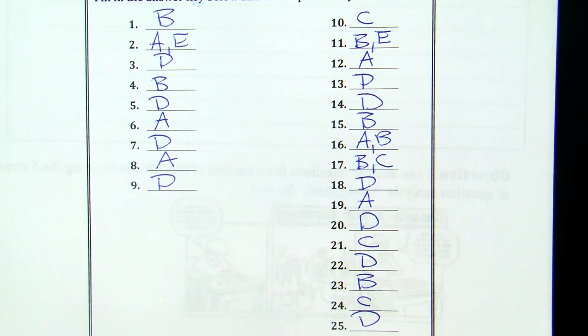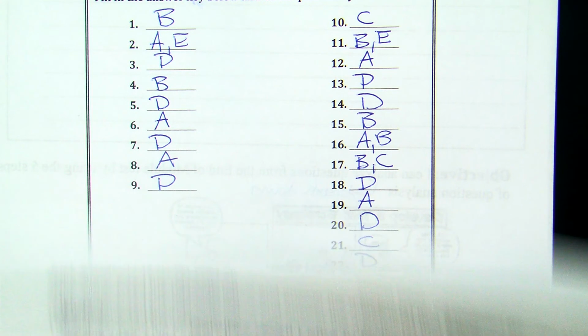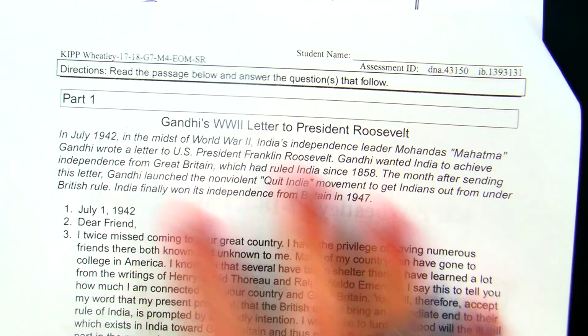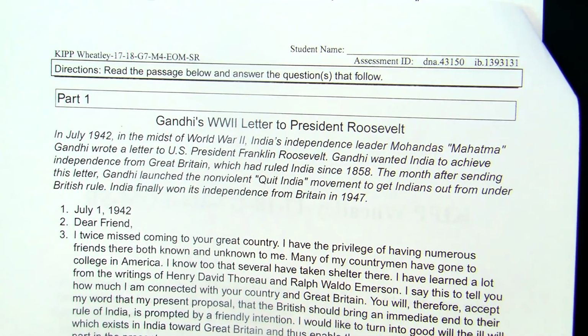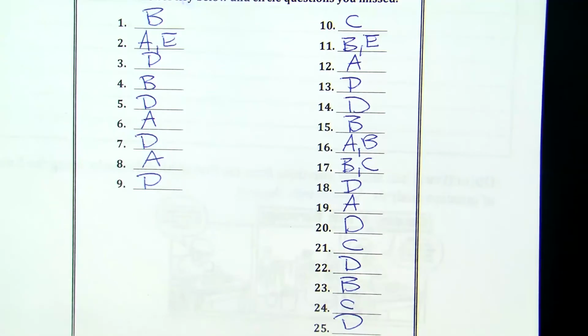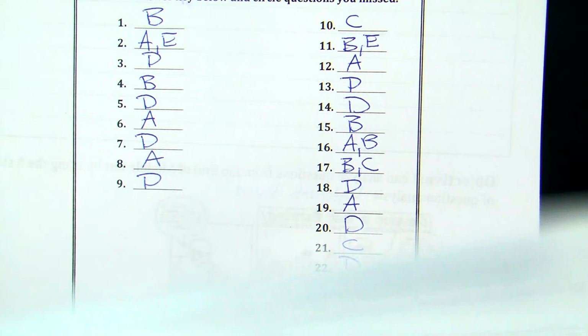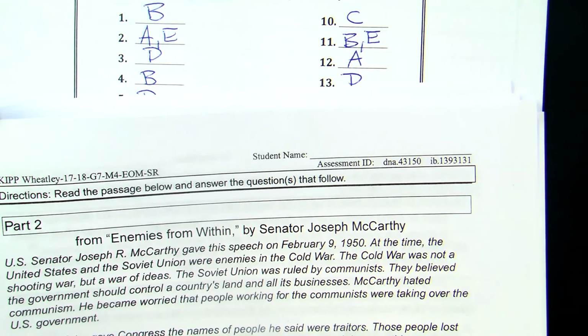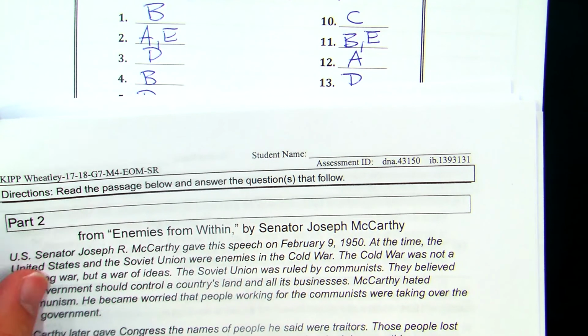Now, here's what I would do if I were you, because there were multiple passages in this test. There was passage 1, Gandhi's letter to President Roosevelt. There was then text number 2, The Selfish Giant. And then there was text number 3, this speech here at the end by Senator Joseph McCarthy.